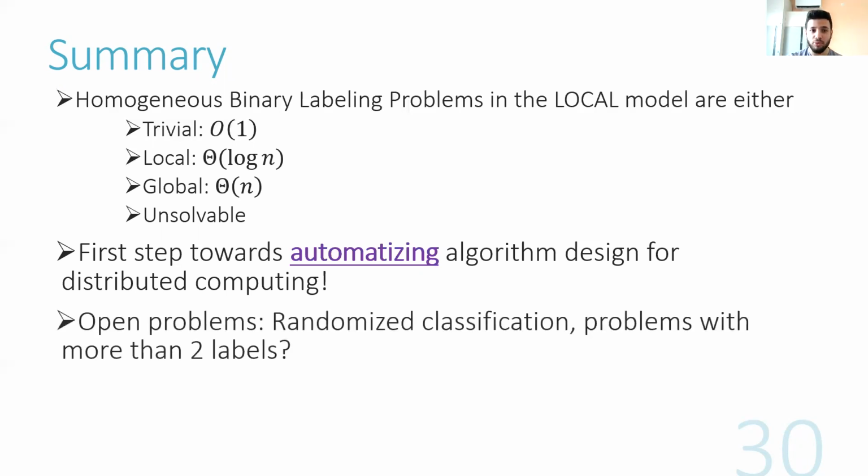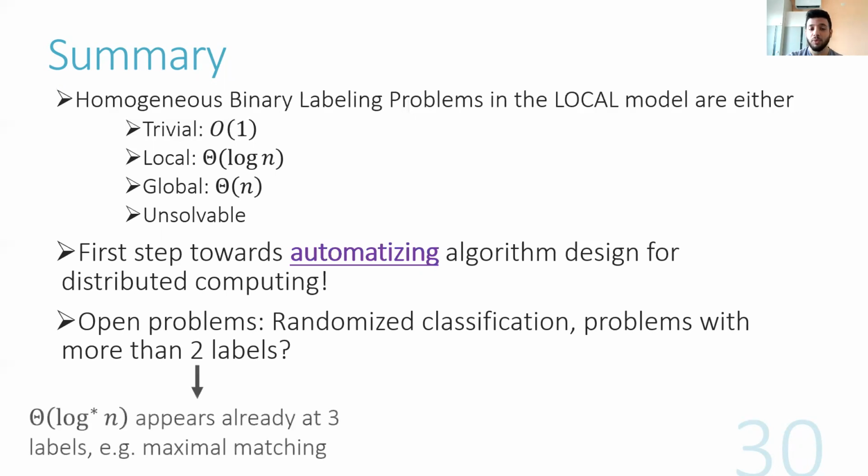And so as open problems, we leave the randomized classification, which, as I said, still has some open cases remaining. And what happens, for example, with problems with more than 2 labels? We know that things already get a bit more complicated, because we know that the complexity class of theta of log star n appears already at 3 labels, for example, for maximal matching and maximal independent set.